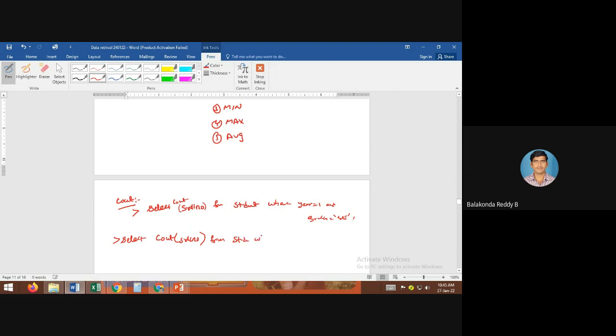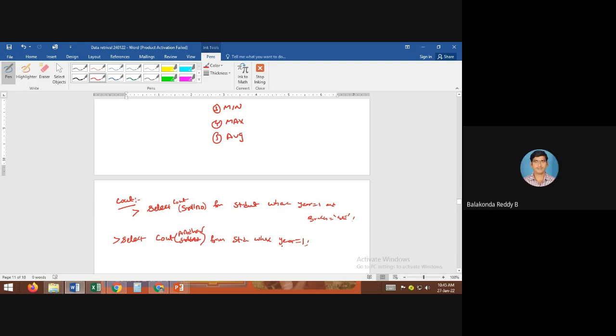Student where year equal to 1. How many first year students are there? The count of all first year students it displays. You got that? Suppose instead of roll number, I mention Aadhaar. Now what is the output? It displays the Aadhaar numbers count only.